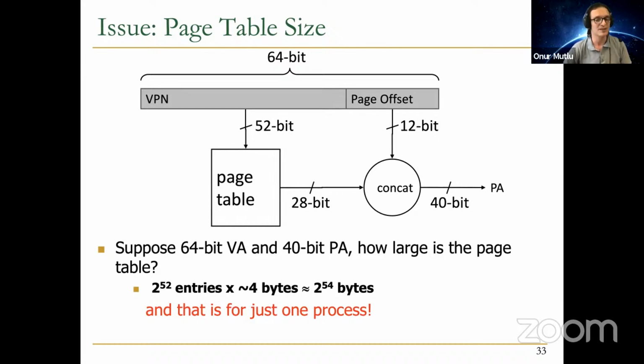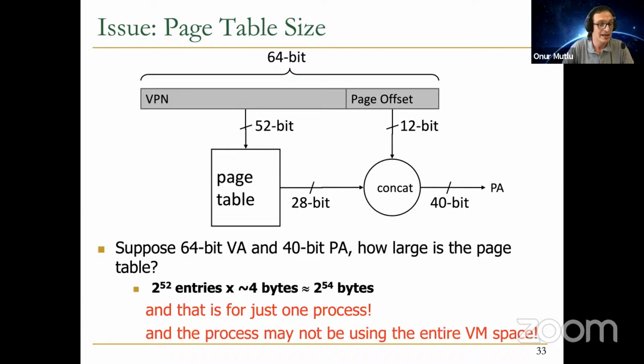You don't want this to be in physical memory, because this is larger than your physical memory, right? We just said that your physical memory is 40 bits, 2 to the 40 entries. You cannot store a 2 to the 54 byte page table in it. This doesn't make sense. And this is just for one process. What if you have hundreds of processes? Now it's impossible to have the entire page table in physical memory. And we're going to tackle this issue tomorrow. Also, the process may not be using the entire virtual memory address space. That's going to be important and interesting as we talk tomorrow.